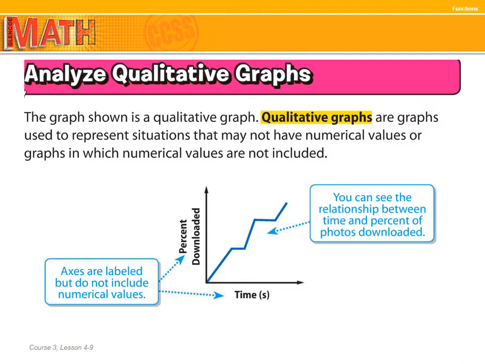So analyzing a qualitative graph. Here's an example of a qualitative graph. You still have your labels, so the axes are both labeled. In this case, percent downloaded over here, and time in seconds. And you can still see a relationship between the time and the percent of photos downloaded. Something's going on in this graph, and we can tell what's going on based on our labels. Notice there are no numbers.